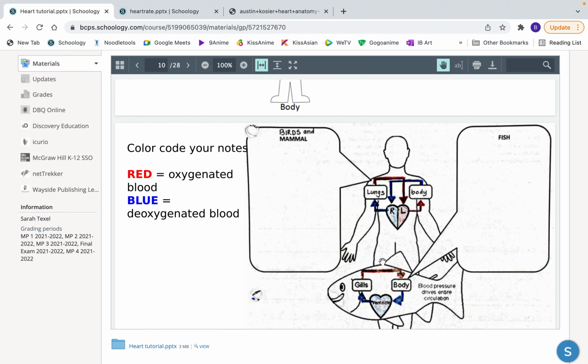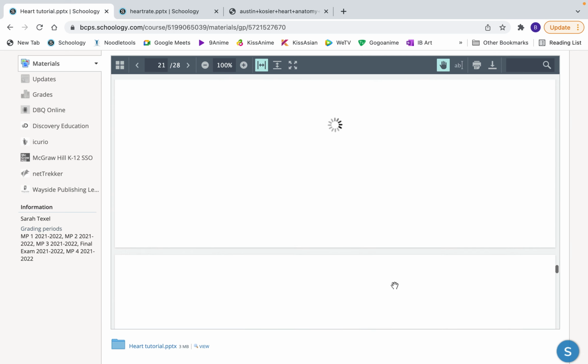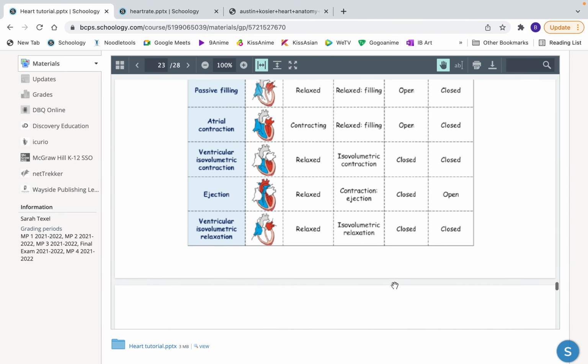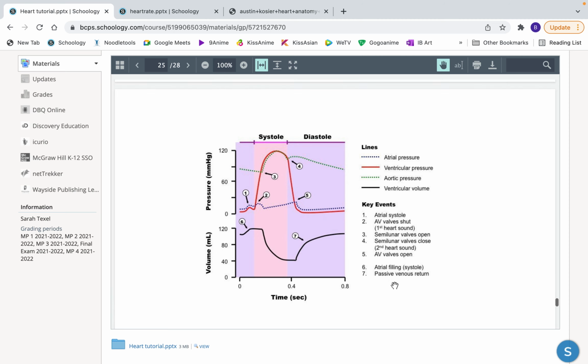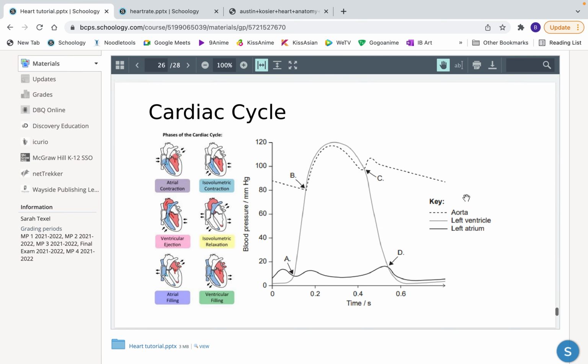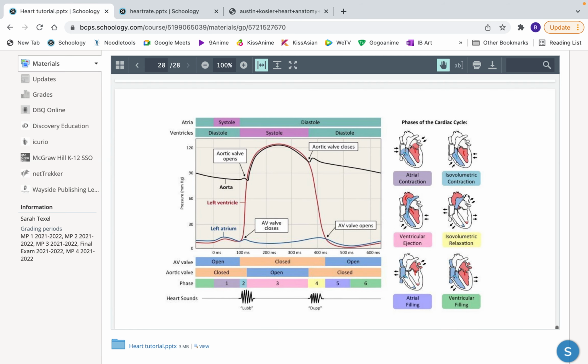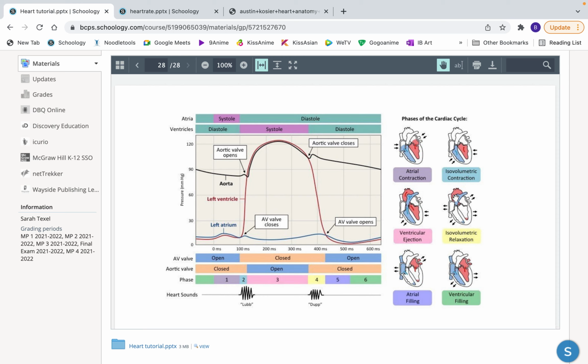So we've already talked about which valves and chambers and arteries and veins are on the diagram of the heart. We've already explained the pressure changes, but what I do want to look at before we move on too far is one of these bad boys. So what you have in front of you here is basically a cardiac diagram. It's going to show you the cardiac cycle, basically.